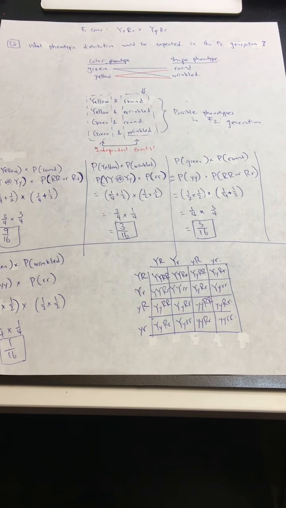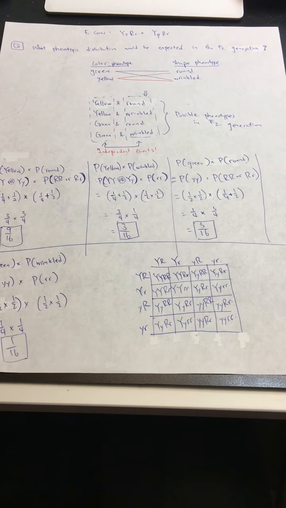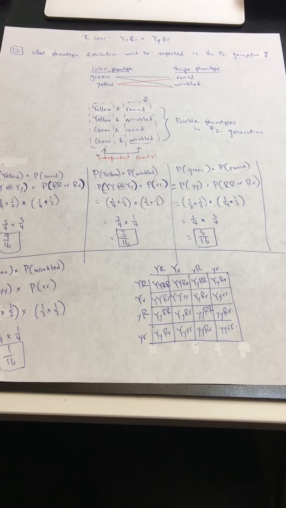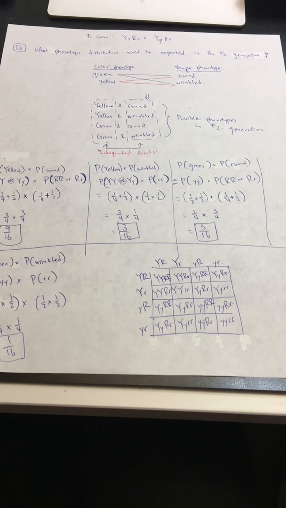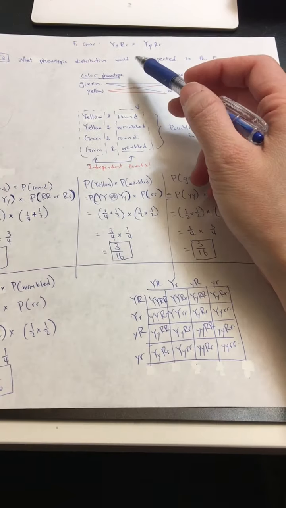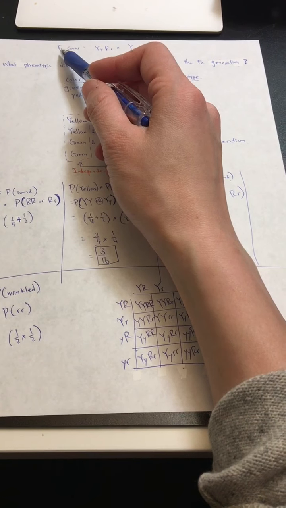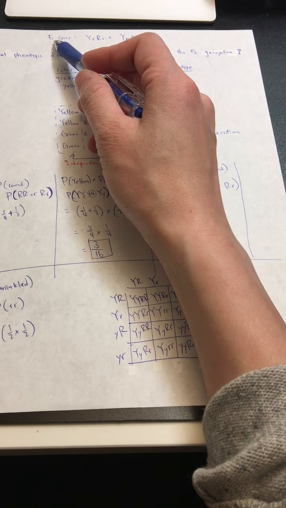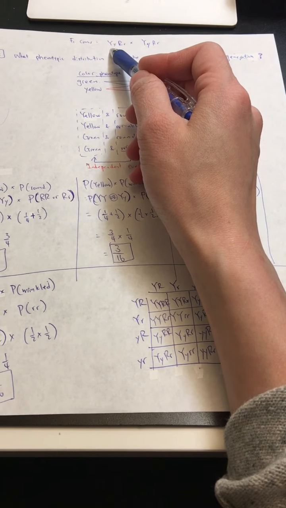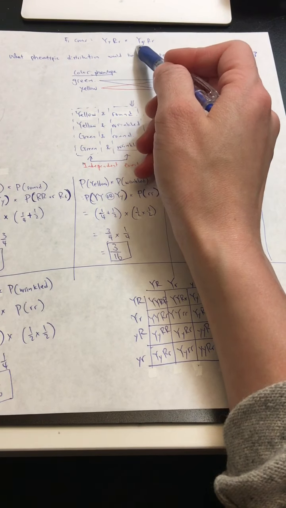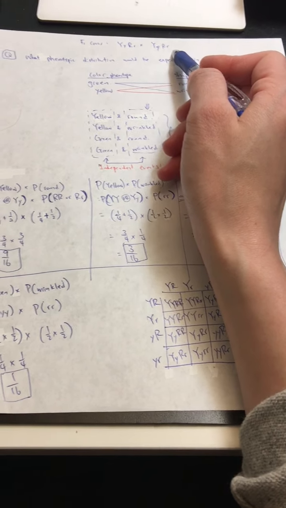This is part 3 of the video. In this part, I'm going to go over a separate question related to the problem we were just looking at. We're once again looking at the F2 generation, that's a result of F1 crossing big Y, small y, big R, small r, crossed with big Y, small y, big R, small r.